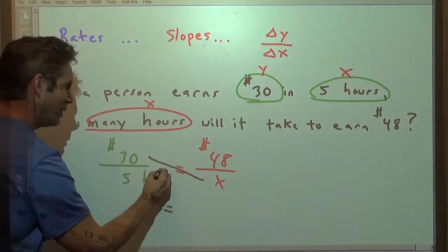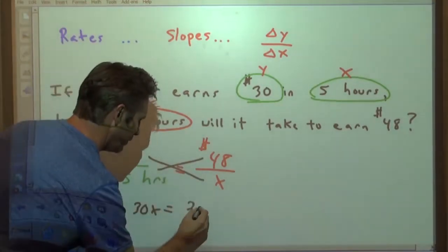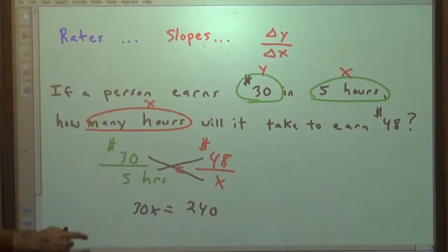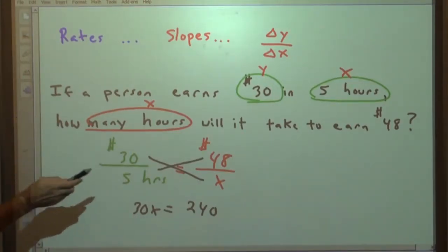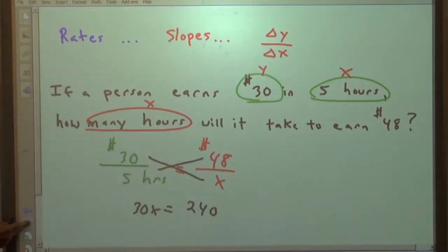30x is equal to 5 times 48, which is 240. And if we divide both sides by 30, we get that x is 8. If you work 8 hours, you're going to make $48.